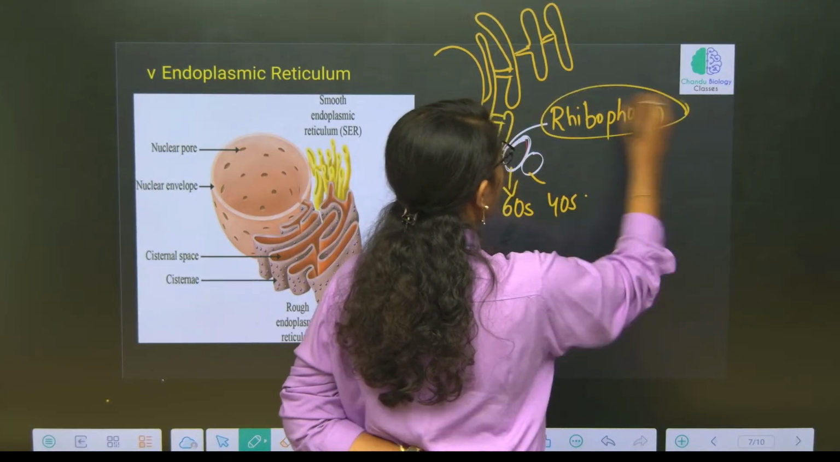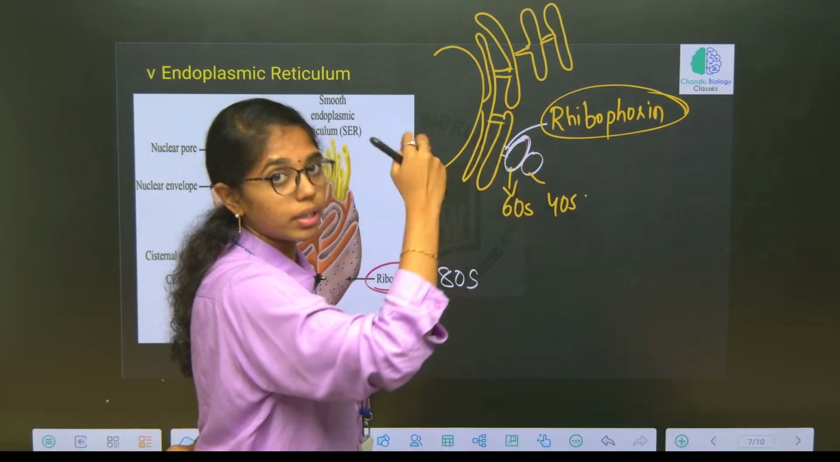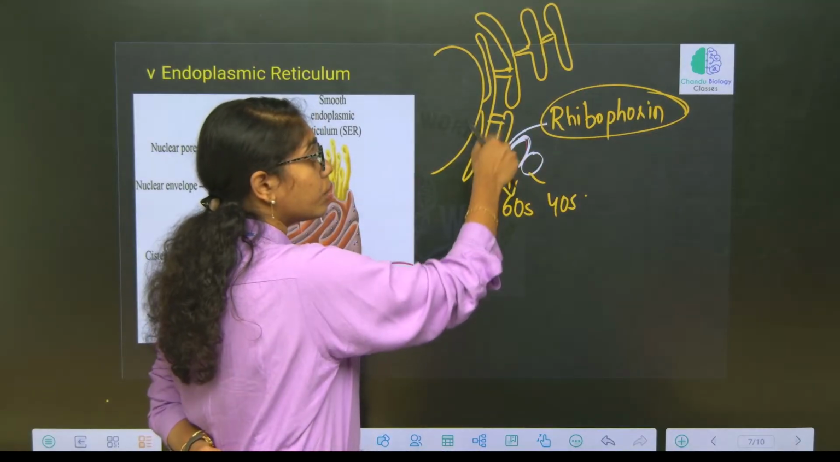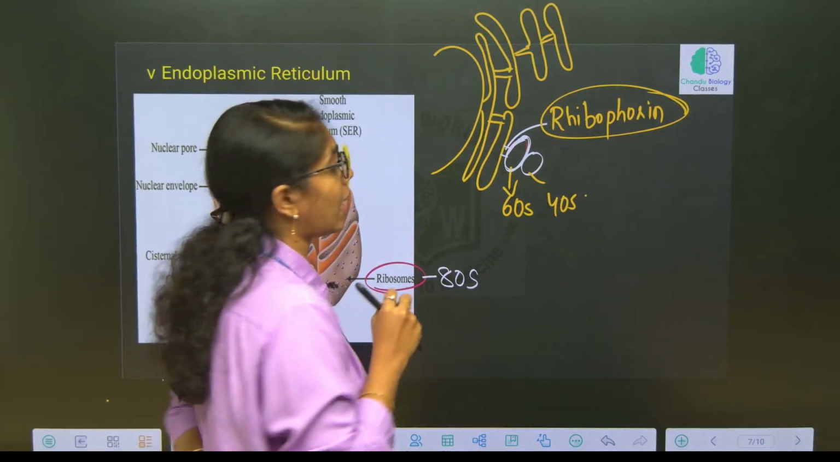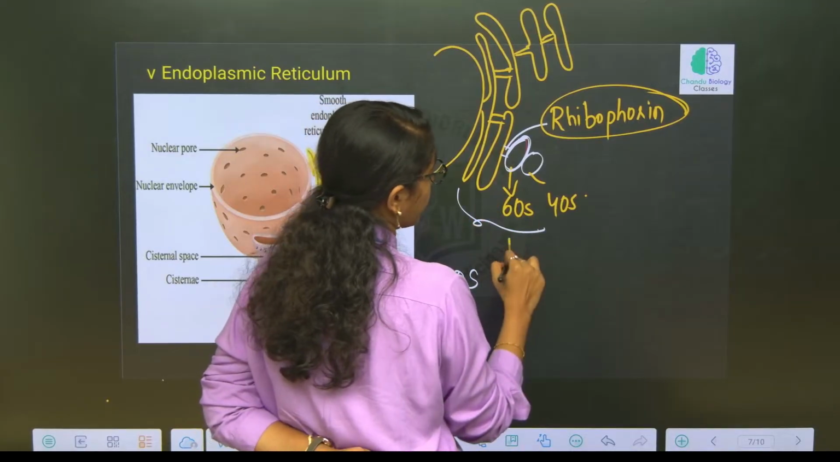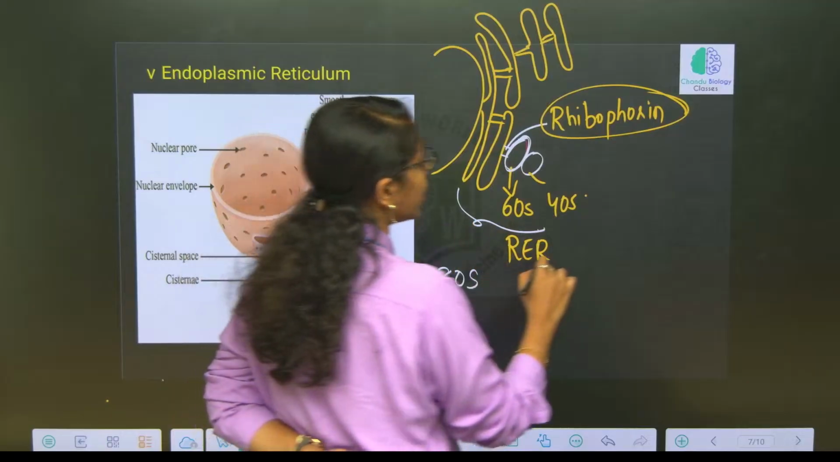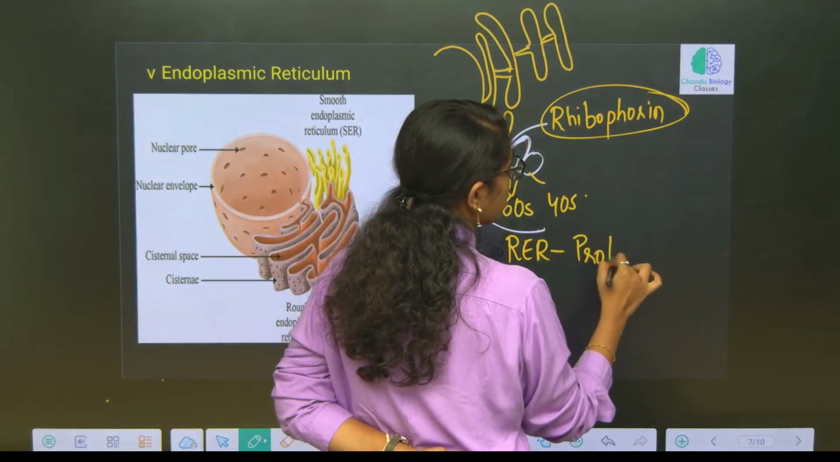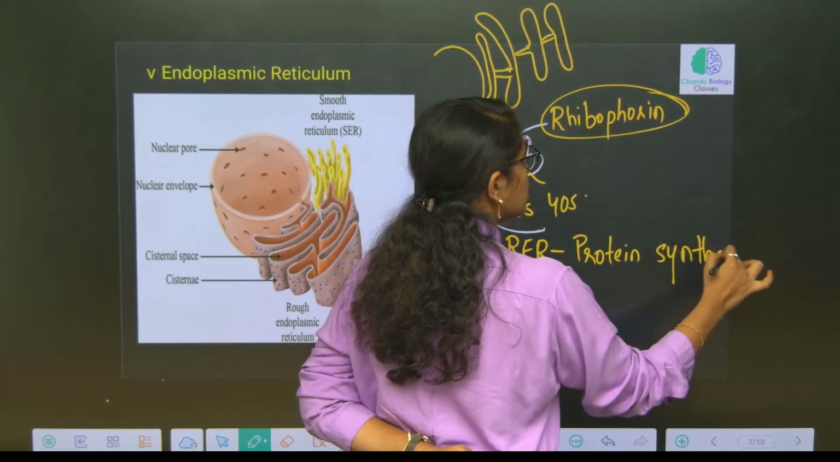With the help of ribophorin, the larger subunit of the ribosome is connected to the endoplasmic reticulum. When ribosomes are present over the endoplasmic reticulum, this type is called rough endoplasmic reticulum, which is purely involved in protein synthesis.